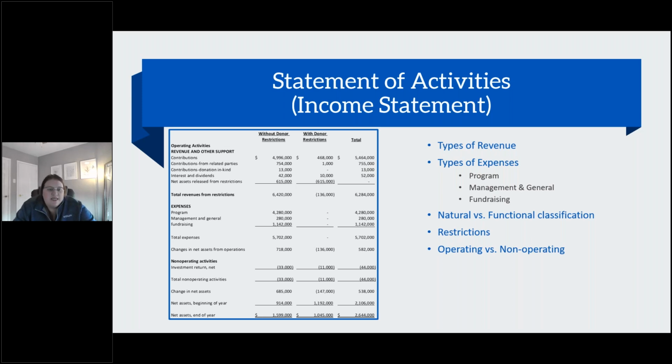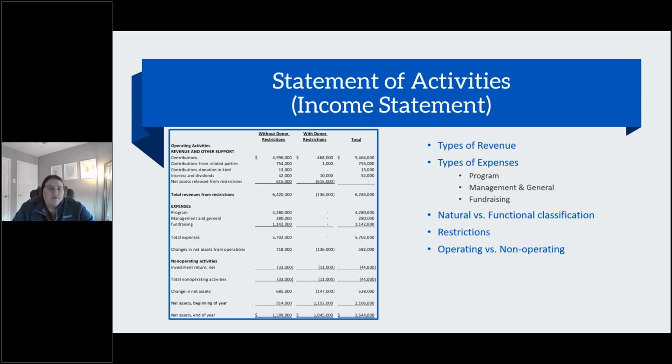And then you will see in this specific example, there are two different columns, one for your restricted dollars, one for your unrestricted dollars. So this does break it down into more information and allows you to see the restricted dollars that came in during the fiscal year, and the restricted dollars that were used or were released from those various restrictions during the current year.